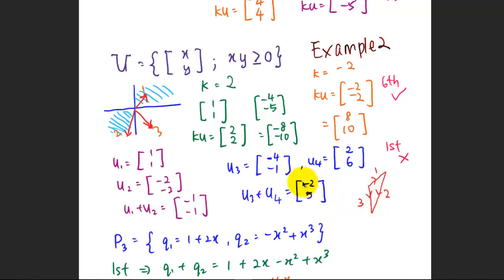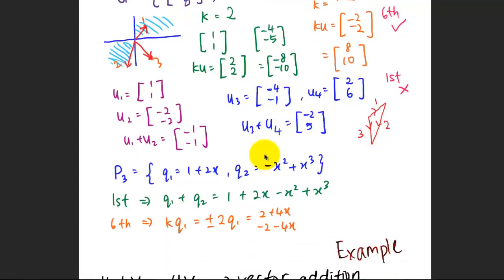If I'm going to represent it in the geometrical way, imagine this is the first vector and this is the second vector. When you add them together, you'll get the third vector which is outside of these two regions. So I say that this set of vectors does not form a vector space.